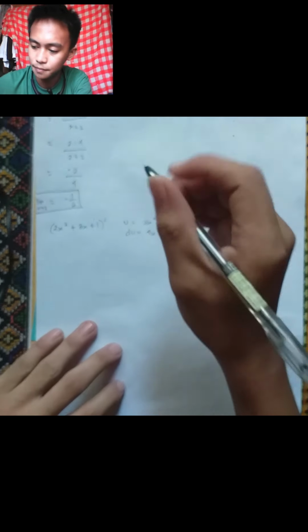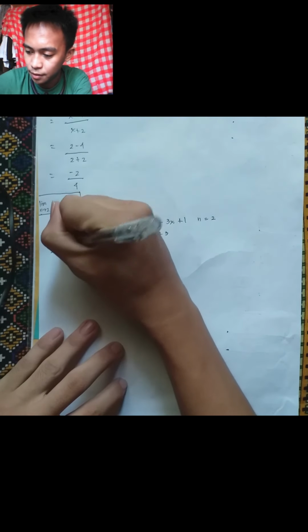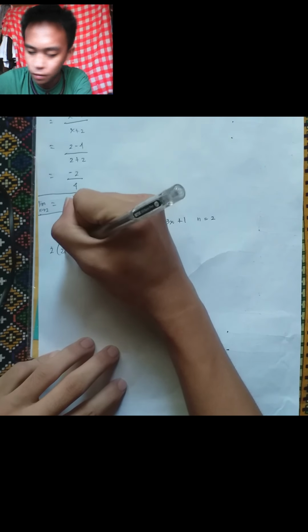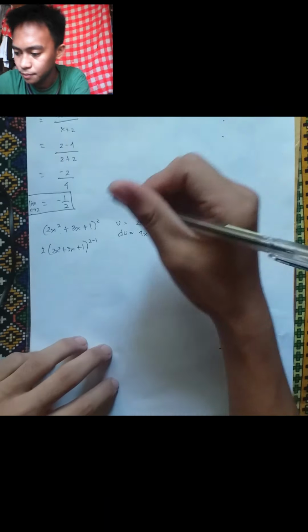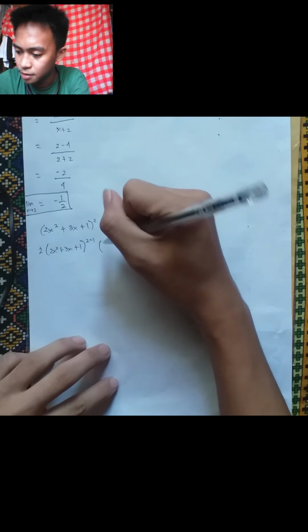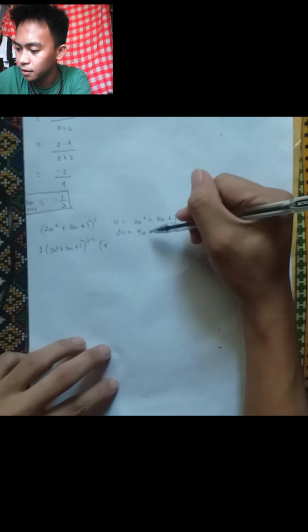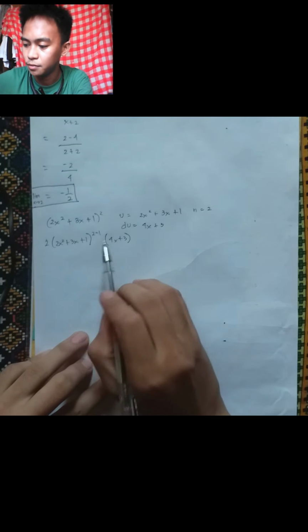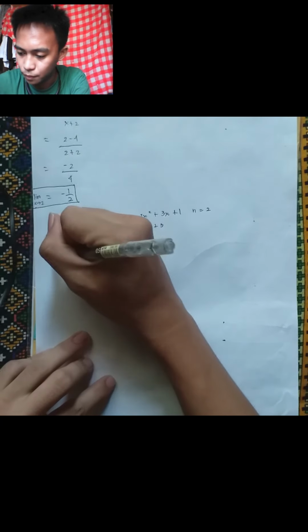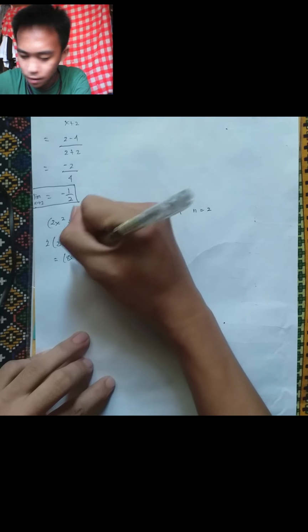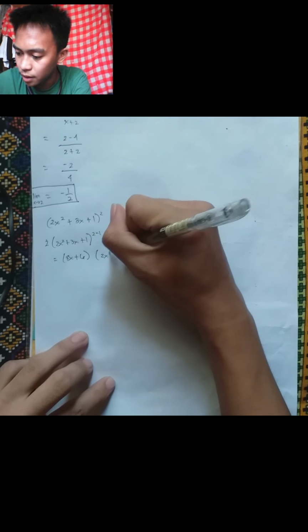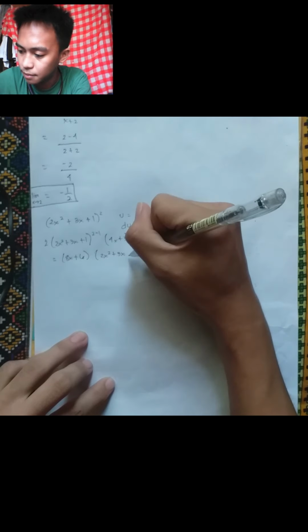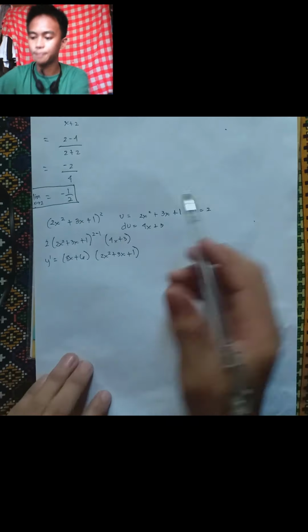So how to solve this? Just gonna put 2 here, and next the u, 2x squared plus 3x plus 1, squared minus 1, then times the du, which is 4x plus 3. Then simplify, multiply 2 and 4x plus 3. So 8x plus 6 times 2x squared plus 3x plus 1. So that is our y prime.